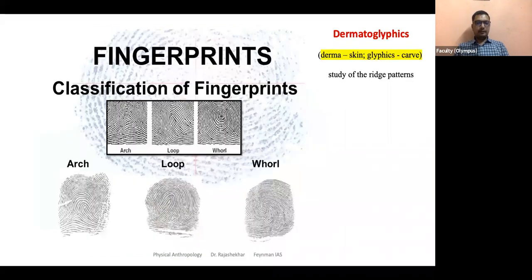Okay, what else? Even fingerprints can be used in classifying races. Not to a greater extent, but it can be done in the literature. So they can use fingerprints. Do you know what the study of fingerprints is called? Dermatoglyphics. It is called dermatoglyphics. Derma means skin and glyphics means scar.